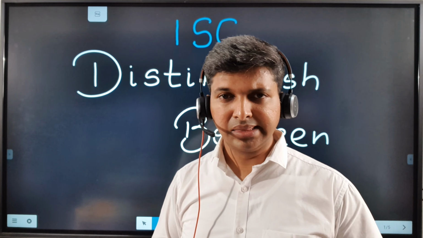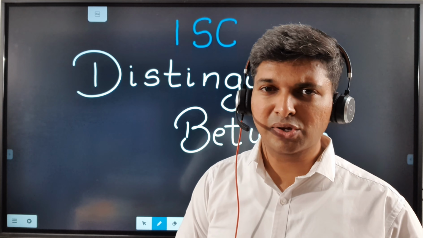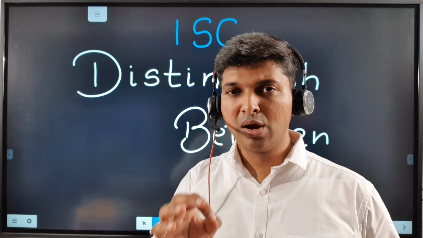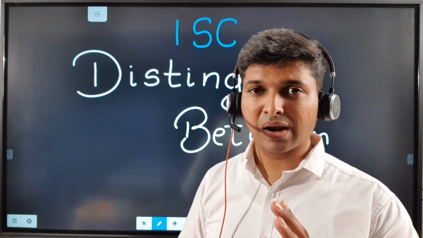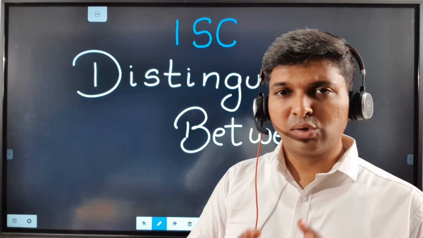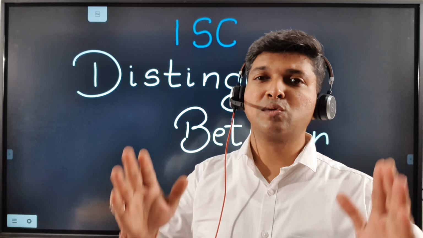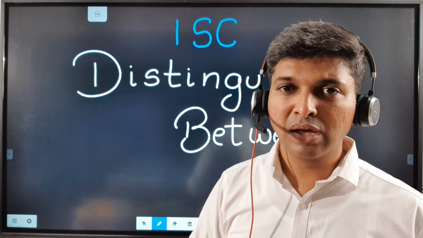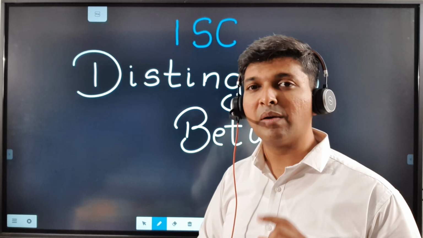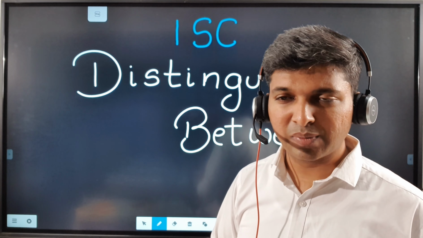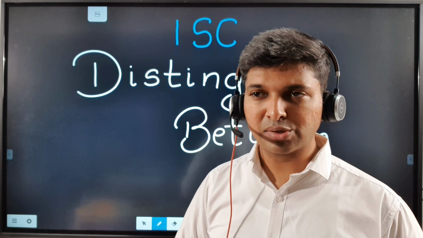Distinguishing between. This is one kind of question which you cannot afford to miss out for your upcoming ISC exam. Your paper has to have at least a few questions, or maybe minimum one question on distinguishing between. Like in your SEM-1, you had distinguish between primary, secondary, and tertiary alcohols.